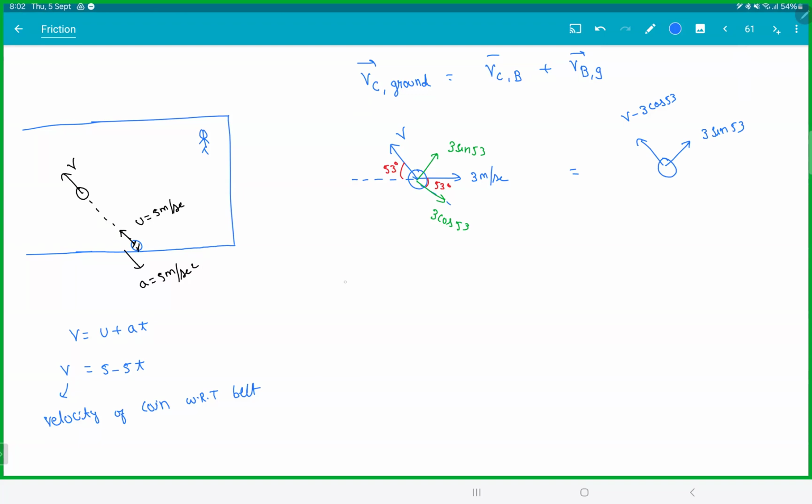Therefore, speed at any instant with respect to ground will be, since this is perpendicular, root over v, which is 5 minus 5t, minus 3 cos 53 whole squared. How much is cos 53? 3 by 5. That would be like 9 by 5 something. Plus 3 sin 53 whole squared.